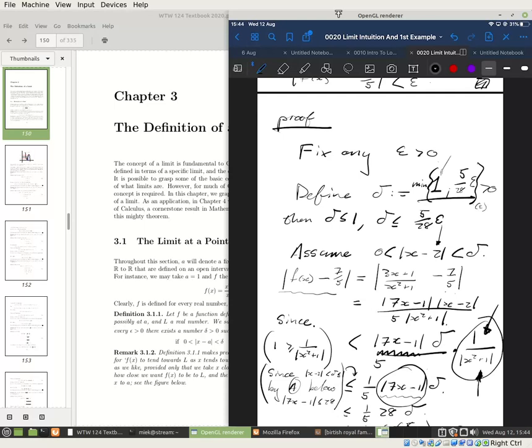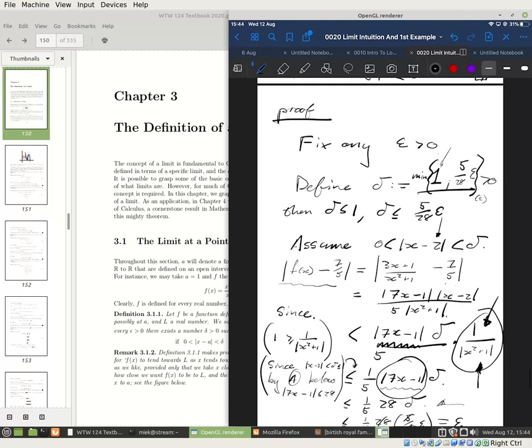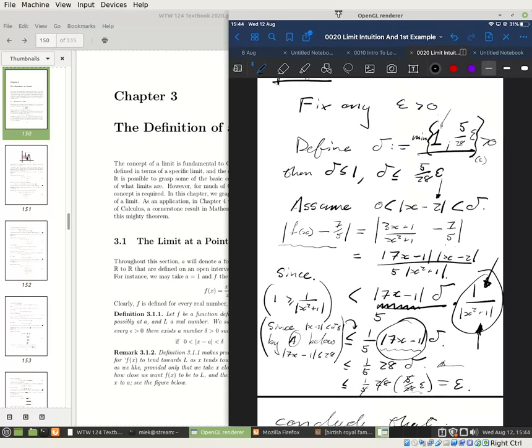Since we bake this 1 into our delta, we get here, and from here, since we've got a constant times delta, we can see how we should define our delta. To get rid of these constants, we also need to bake in 5/epsilon into our delta there. Okay, so this was a little bit more difficult.